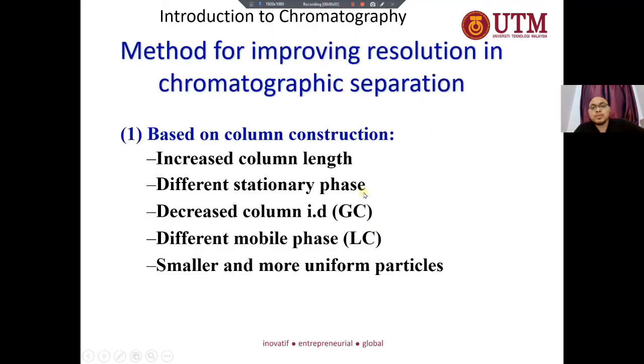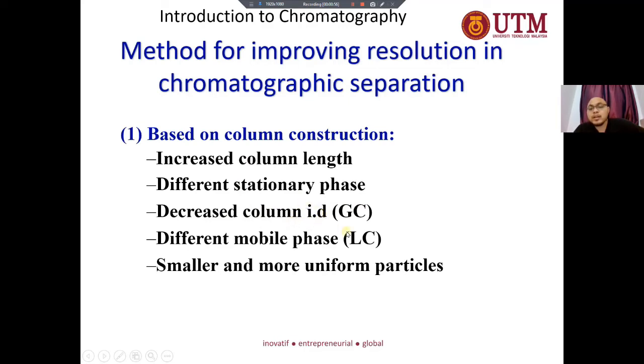So to improve the resolution in chromatographic separation, the first approach is based on the column construction. The resolution is the separation between two analytes. To improve it, we need to increase the column length. We can also try different kinds of stationary phase, depending on the analyte's characteristics. For example, if the analyte is polar, it's better to use a polar stationary phase to provide a better separation. If we are using gas chromatography, we can decrease the column internal diameter to allow for a better separation.